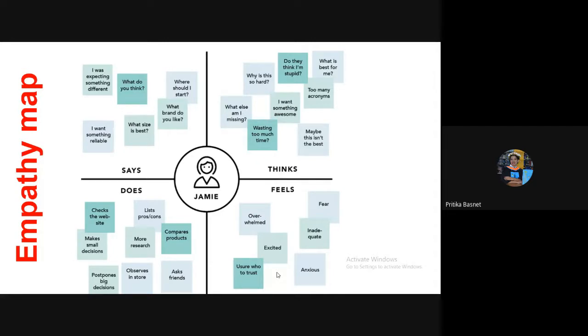We can ask ourselves what we observe by ourselves: what worries the users, what the users get excited about, how the user feels about the experience. The last quadrant deals with the does quadrant, which encloses the actions the user takes, what the user does for that particular problem. Is it working or is it not working for them? So this is all about the empathy map.